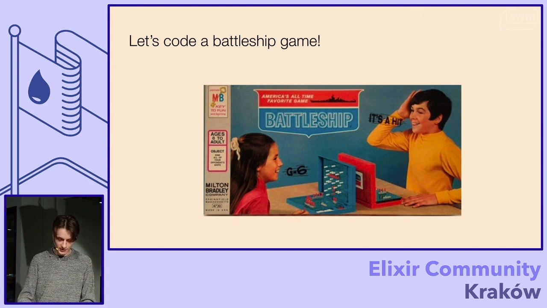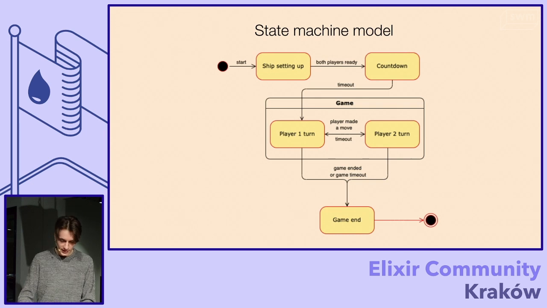So we're going to build a battleship game. More specifically, a process that handles a single duel between two players. In case you don't know this game, this is a simple guessing game between two players. First you have to set up your ships, and then you need to guess the other player's ship placement. So it's pretty simple. Our state machine model for this looks like that.